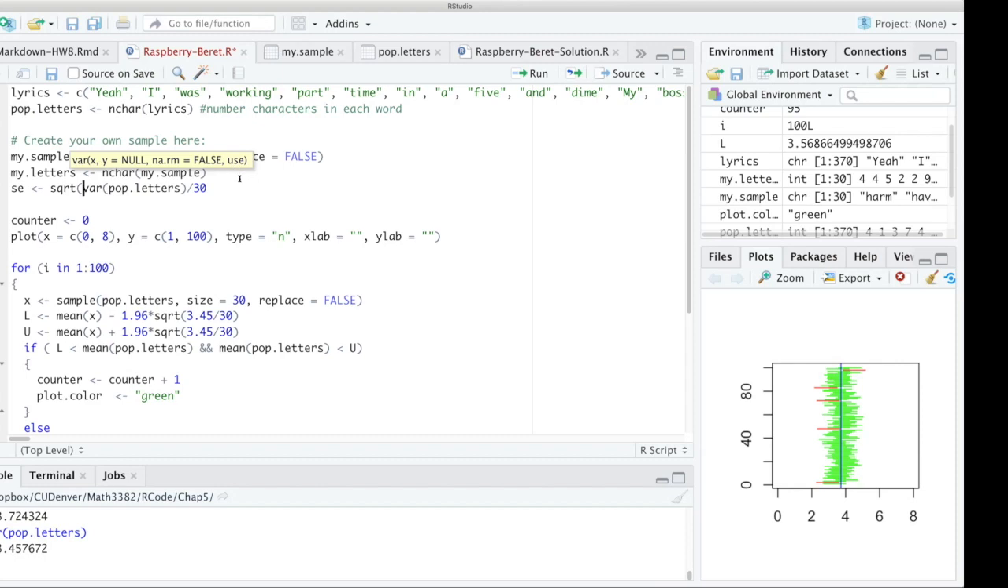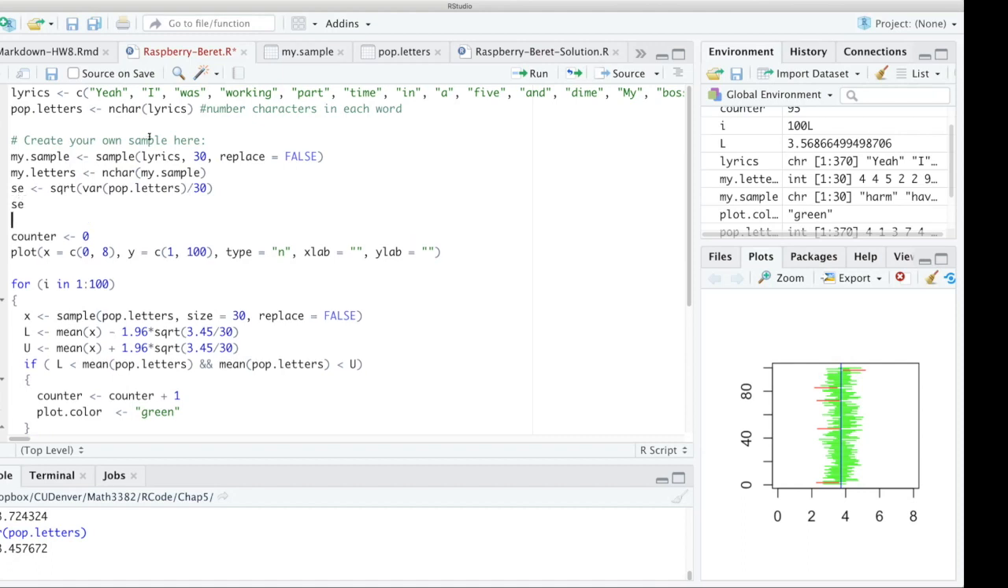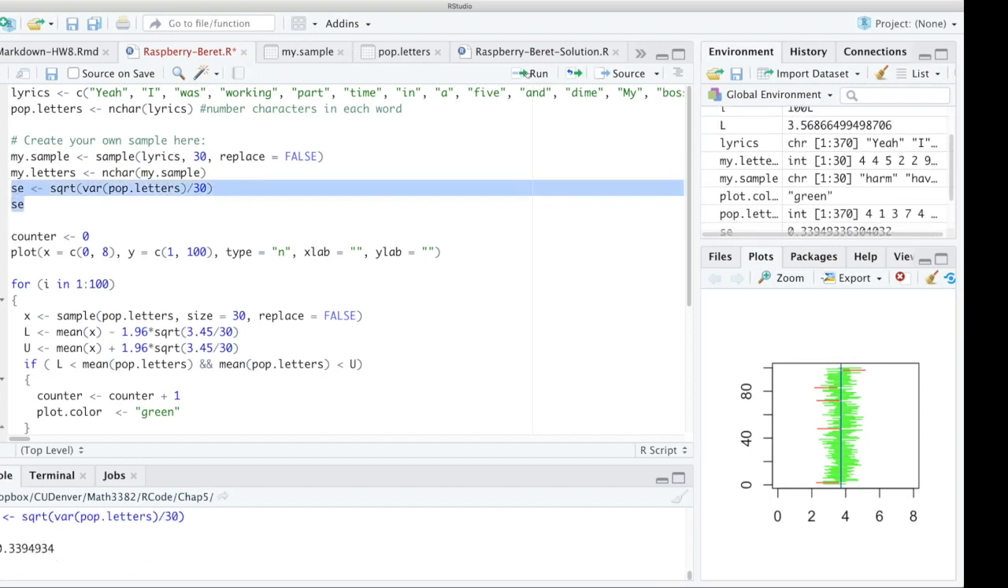And so in R, square root, we can hit with SQRT. Normally we take the standard deviation and divide by the square root of 30. I'm just going to take the variance, divide it by 30, and then take the square root, which is the same. What I'm trying to do here is create a confidence interval from my sample. So let me run this, and this is telling me the standard error is approximately 3.39.